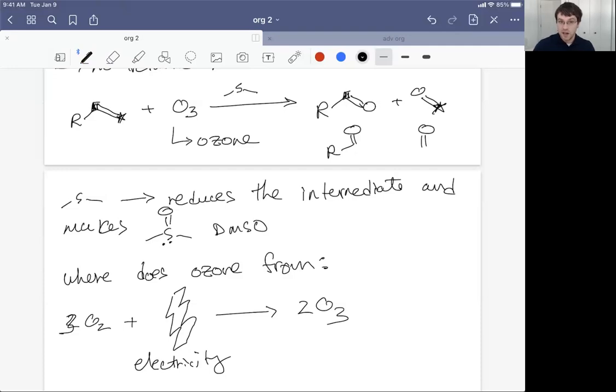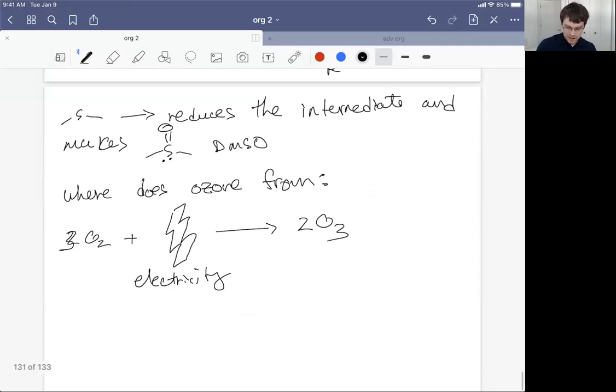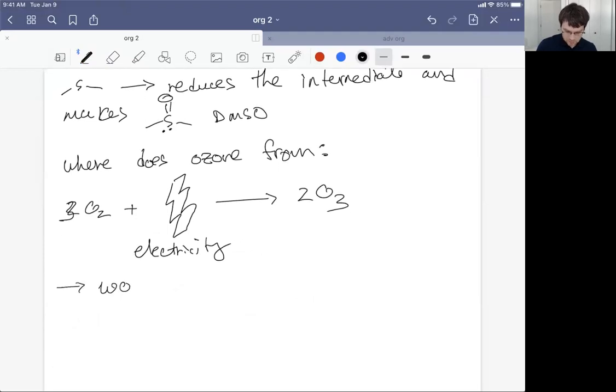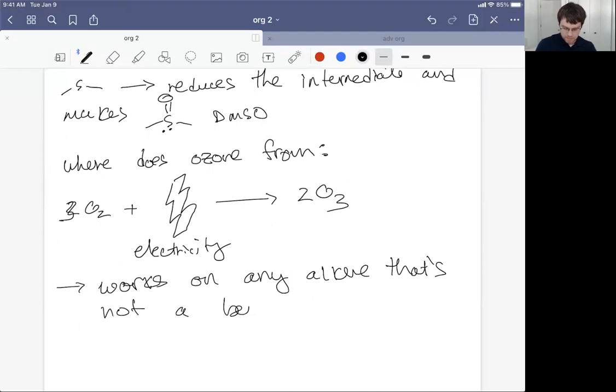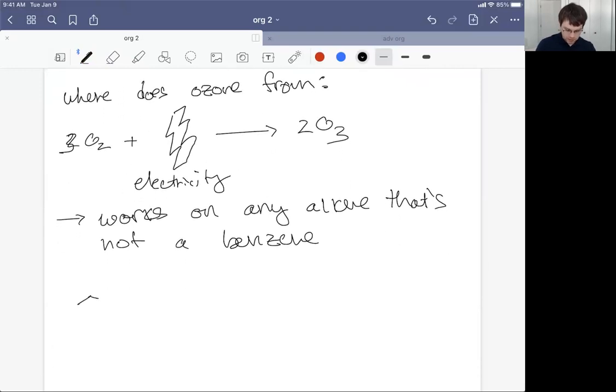How dramatic? It works on any alkene that's not a benzene, not an aromatic system. And in fact, we could have things with multiple carbon-carbon double bonds or things that are inside rings. So if I had this molecule, cyclohexene, I would get this structure. This is hard to see.